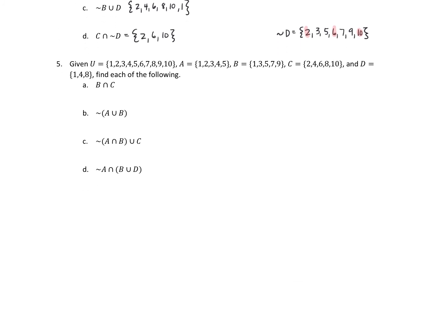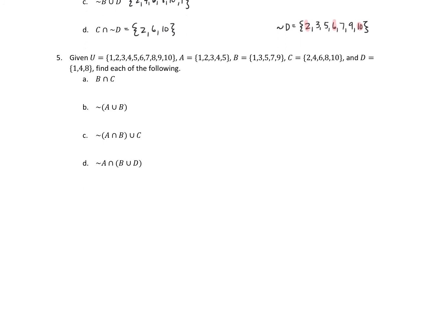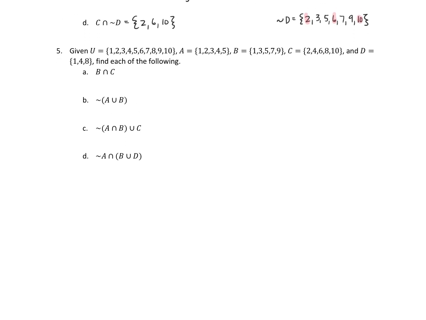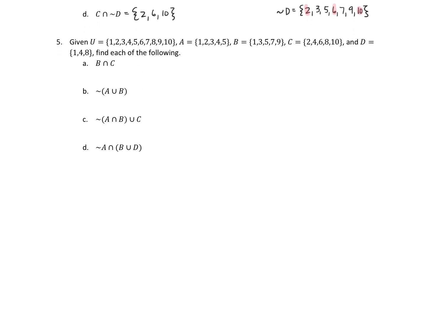All right, let's look at a few more. Okay, so this one's the last one. We have the same sets as above in number 4. First, we want to find B intersect C. So we want to know what is in common between sets B and C. Notice that B has all of the odd numbers between 1 and 10, and C includes all of the even numbers between 1 and 10. There are no numbers in common.